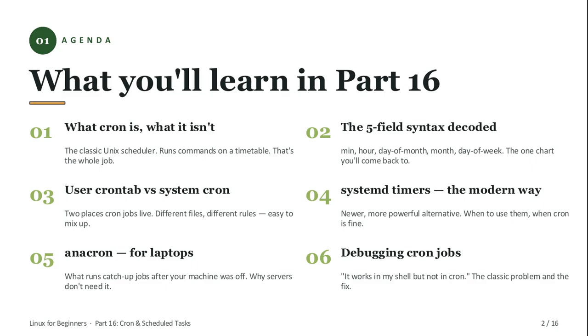Here's the path we'll take. We start with what cron actually is, and just as importantly, what it isn't. Then crack open that famous 5-field syntax that scares people off for no good reason. From there, we'll separate user crontabs from the system-wide ones, look at systemd timers as the modern alternative, cover anacron for machines that aren't always on, and finish with the single most common cron complaint: it works in my shell, but not in cron. By the end, none of this will feel like magic.